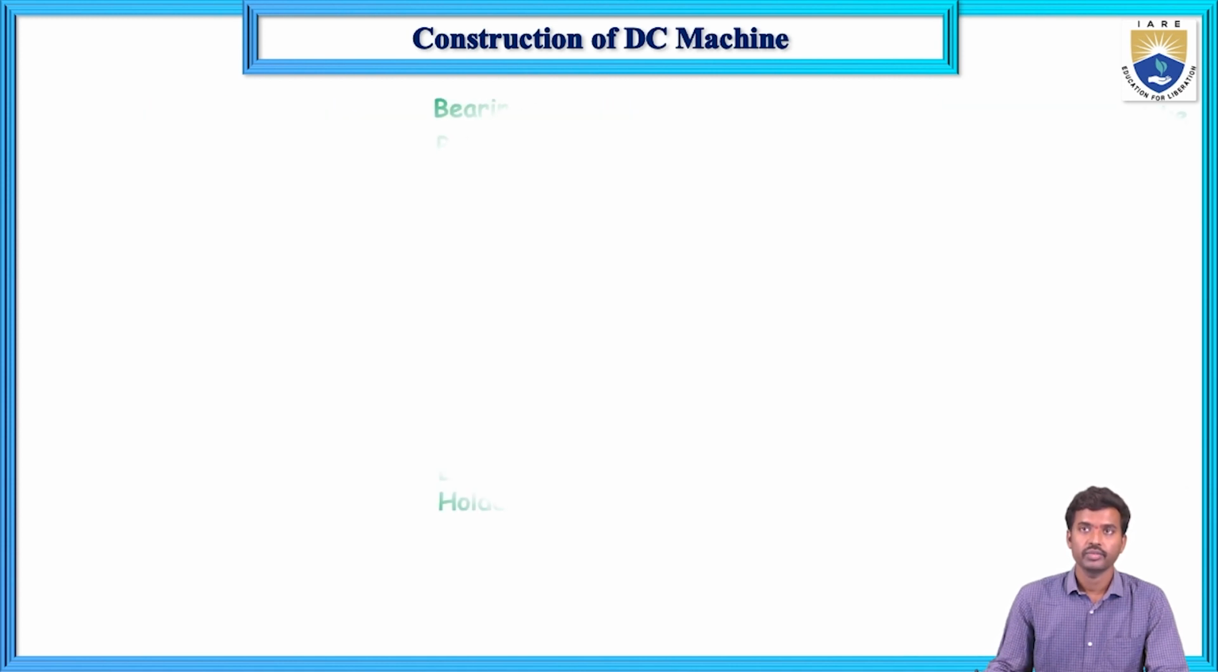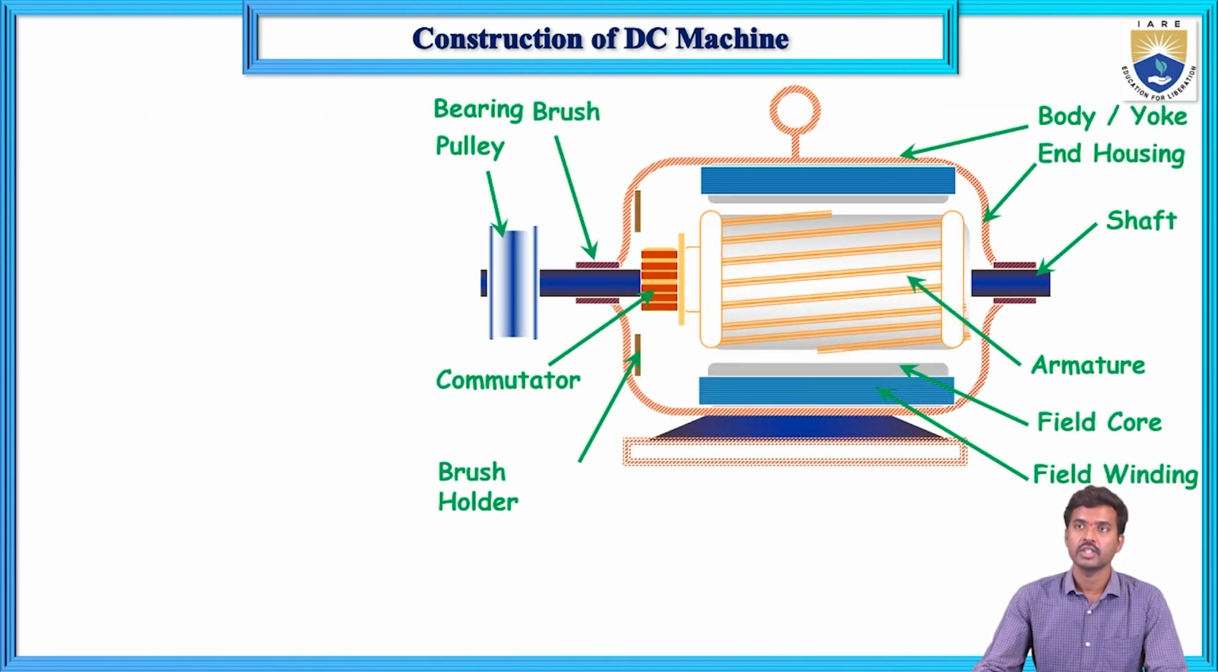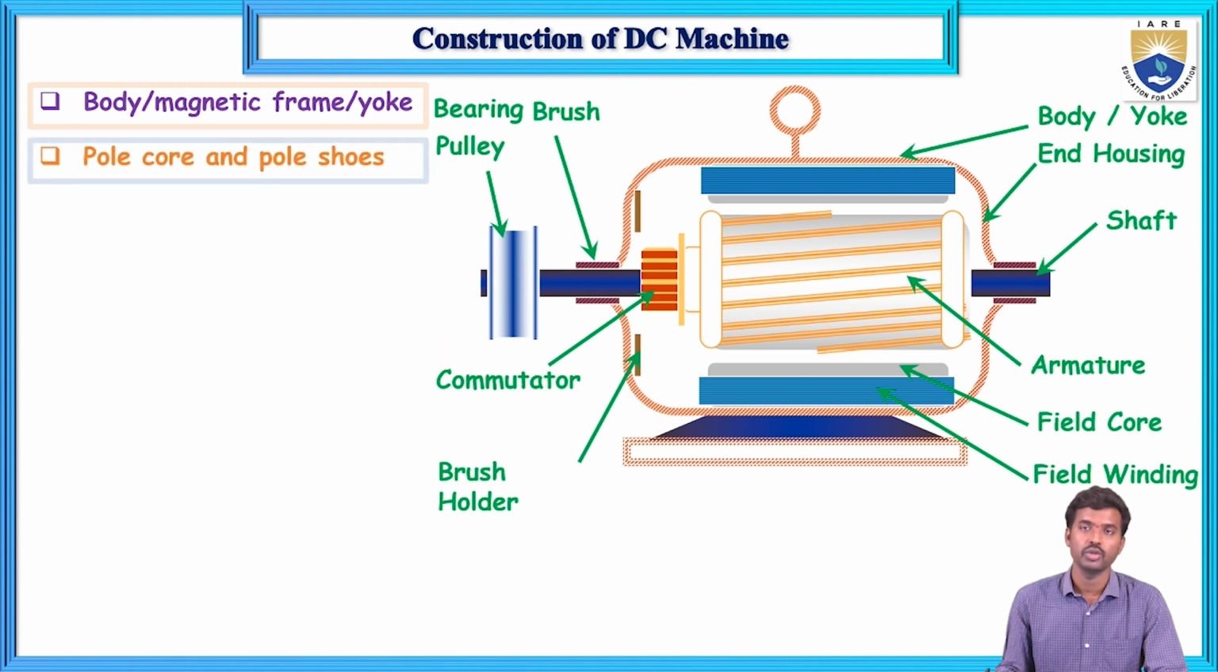Now, what are the constructional parts? These are the constructional parts in the DC machine, in the generator or DC motor. What are the parts we are going to study in this lecture? First is the body, magnetic frame, yoke. Yoke means outer frame. Next are the poles, which are divided into two parts, pole core and pole shoe. Next, field winding, which means field coils or exciting coil.